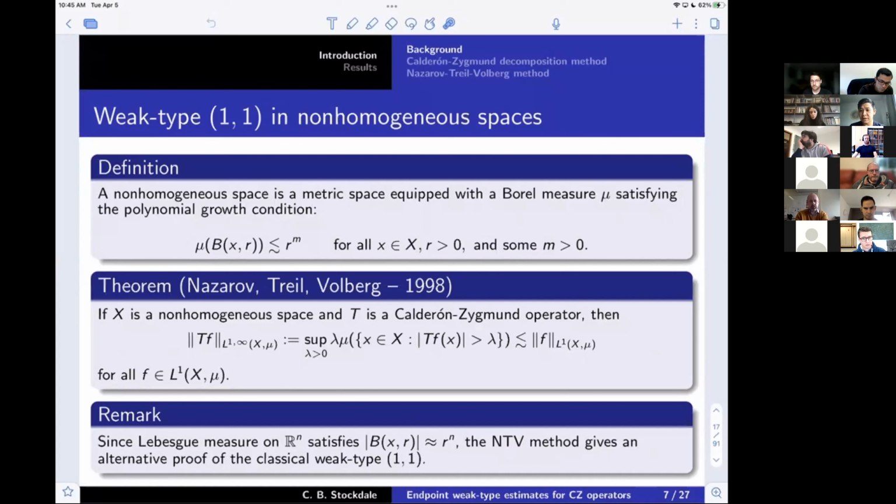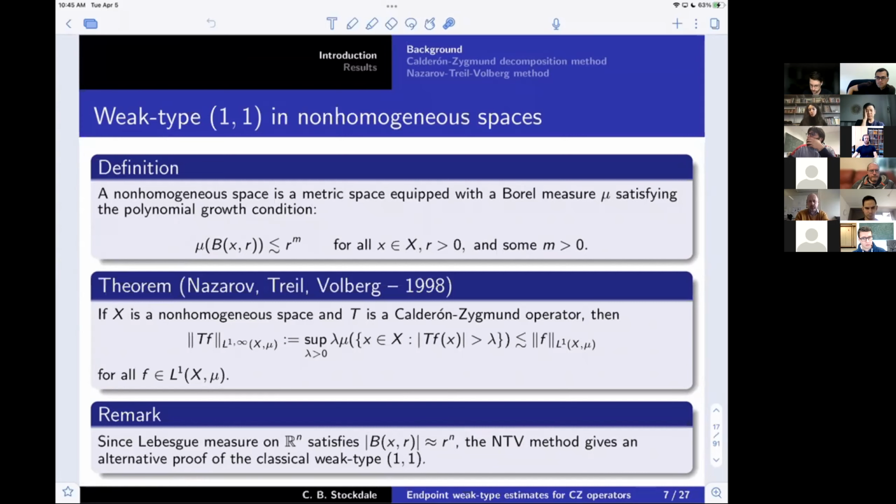Cody, may I ask a question here, please? Yep. So in the classical case, they use this doubling condition, and for the Nazarov-Treil-Volberg technique, they use this condition instead, right? For this NTV method, they use this definition on this page, right? Mm-hmm. Yes. So what's the difference, that instead of the doubling, they have this one? Yes. Okay. Thank you. Right. That's the difference.